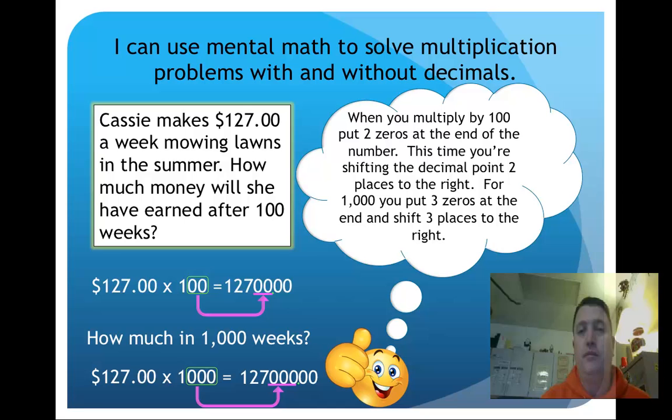Okay, so just as a reminder, when you multiply by 100, 2 zeros at the end of the number. And this time you're going to shift the decimal point 2 places to the right, just like we did in this one here. And for 1,000, 3 zeros at the end and shift 3 places to the right.